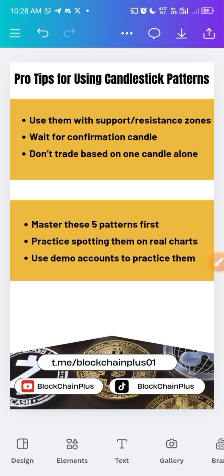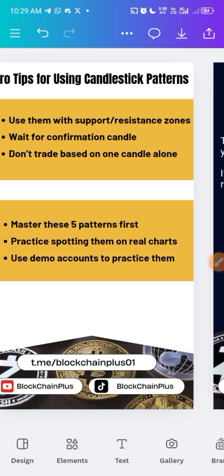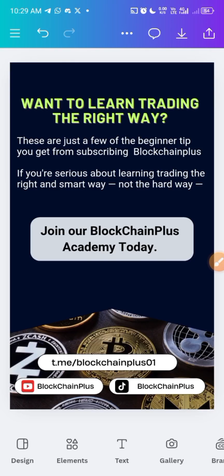You understand? Like in our academy and even in the free group, the majority of the time we have 80 to 90% win rates in our trades. That is because I understand how to use these things and I know how to apply them to get the winning trades going, right? And that's why you must join that group so that you will also become profitable on your own. All right, that is all about the candlesticks.